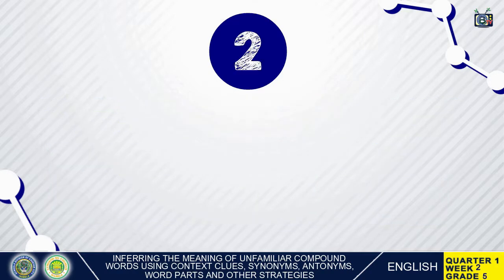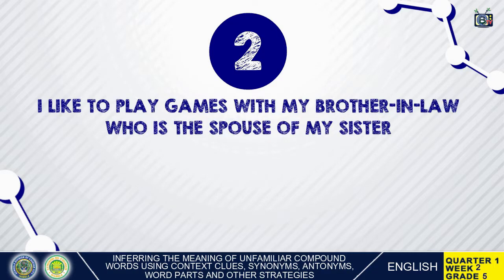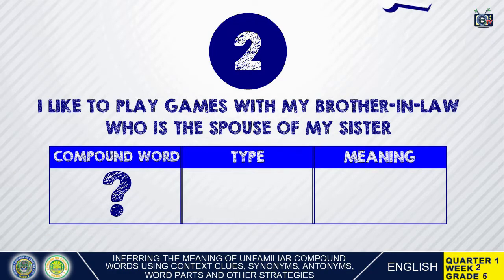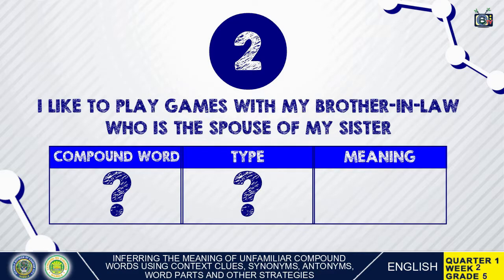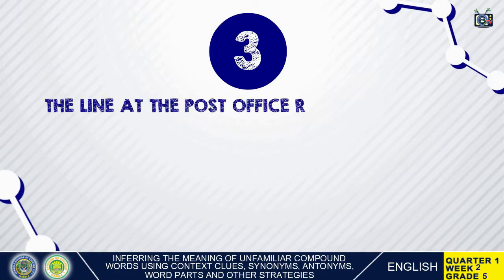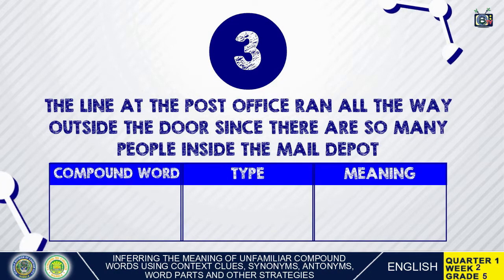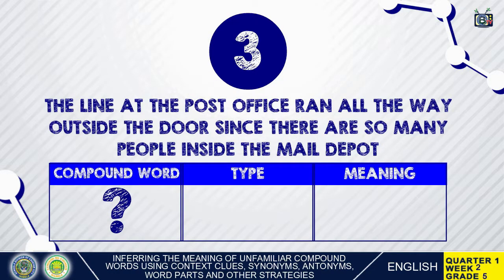Next number 2. I like to play games with my brother-in-law who is the spouse of my sister. What is the compound word in the sentence? What type of compound word is it? What is the meaning of the compound word? And number 3, the line at the post office ran all the way outside the door since there are so many people inside the mail depot. What is the compound word in the sentence? What type of compound word is it? What is the meaning of the compound word?